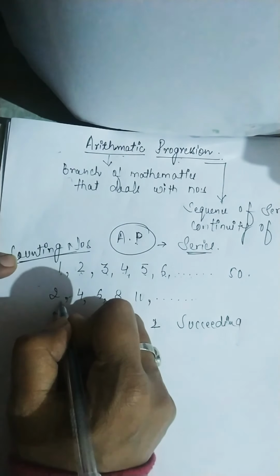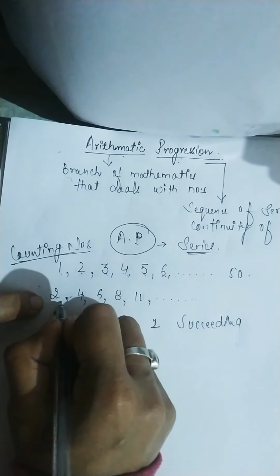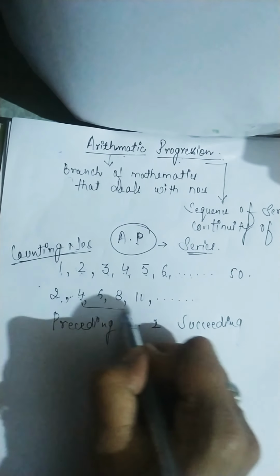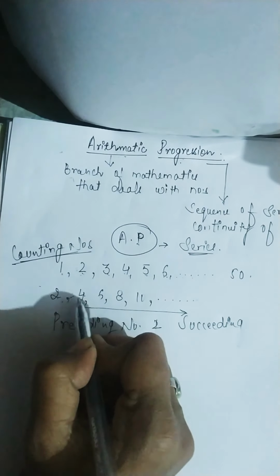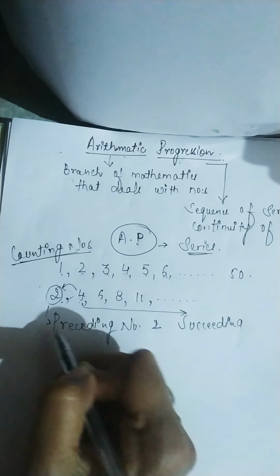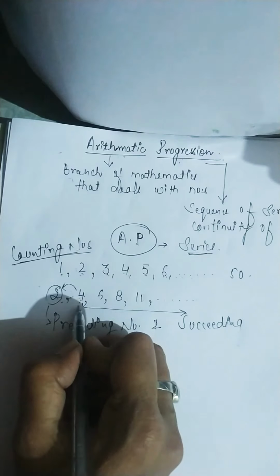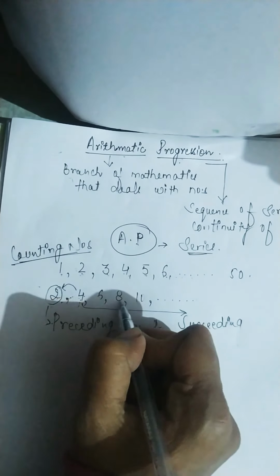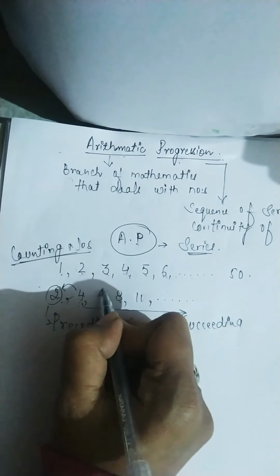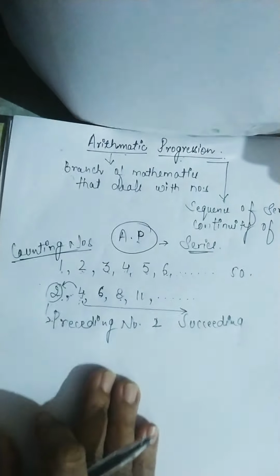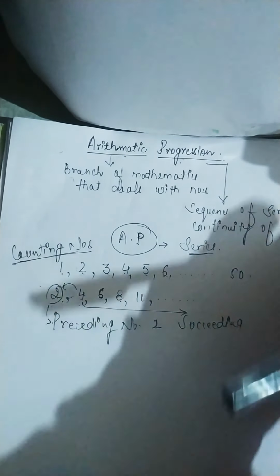If I concentrate on these two numbers only, this is 2, this is 4. So here 4 is the succeeding number, and the number that comes right before 4 is the preceding number. So here 4 is a succeeding number and 2 is a preceding number. In a similar manner, we can say 8 is succeeding and 6 is preceding, that lies before it.